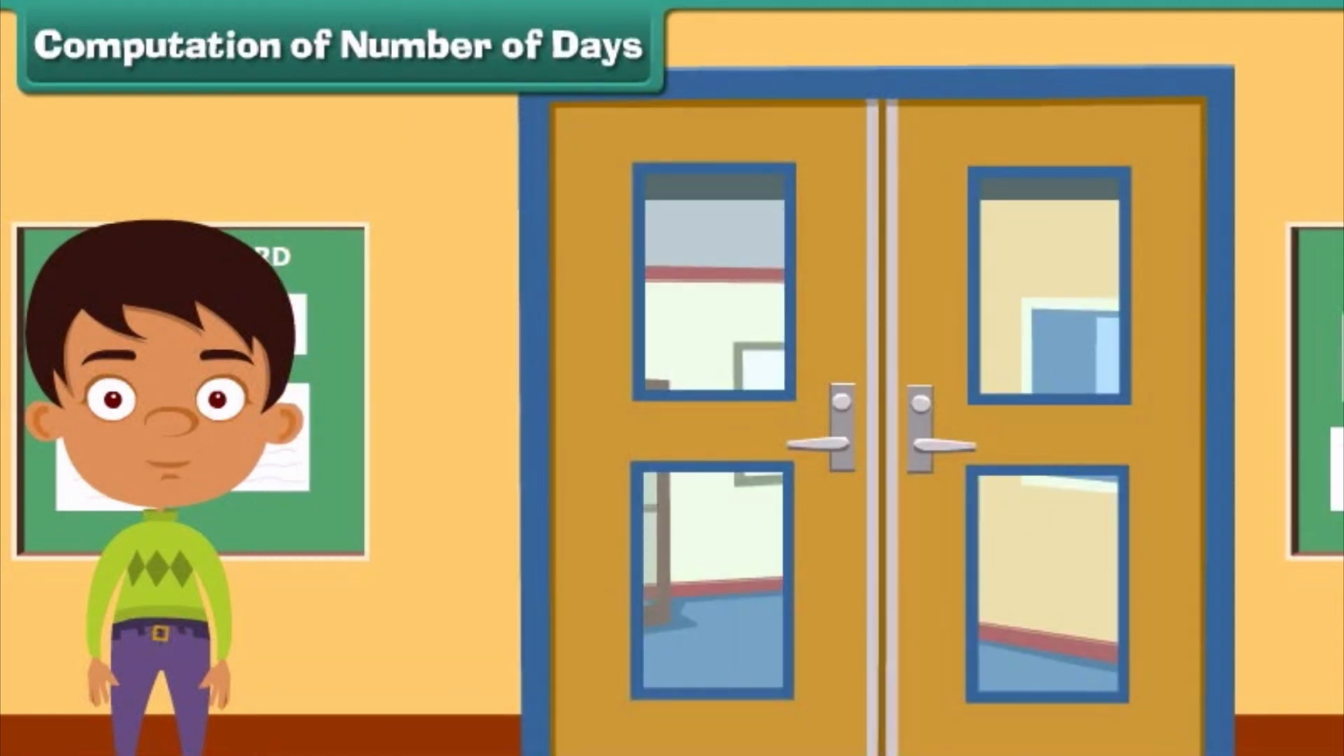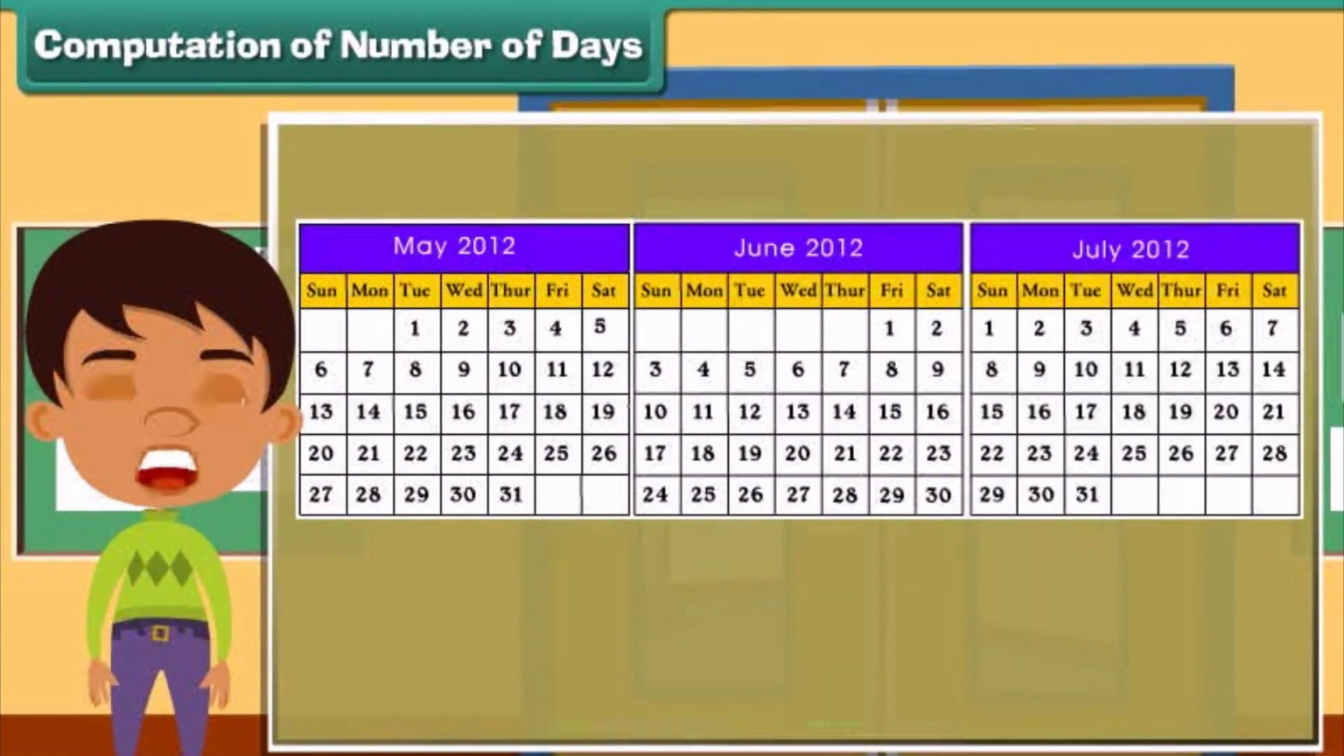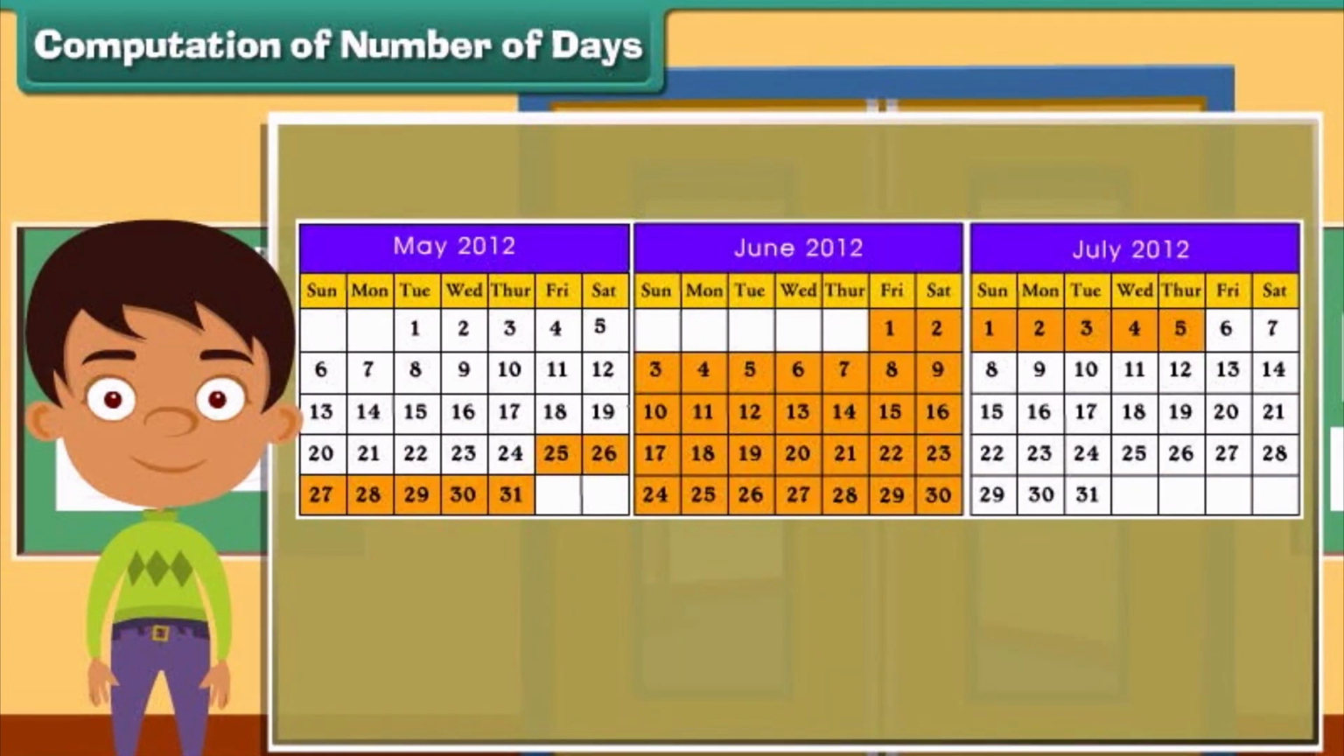Computation of number of days. Let's solve a problem involving computation of days. Akshit's school announced summer vacation from 25th May 2012 to 5th July 2012. How many days of summer vacation did Akshit get?